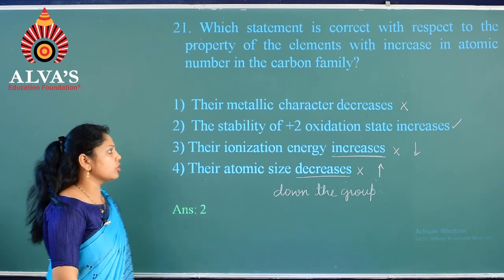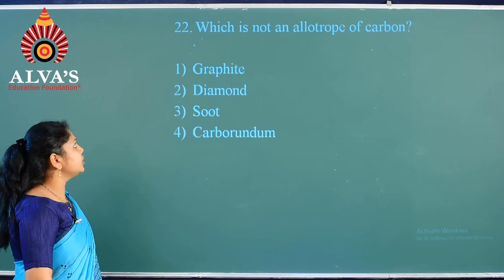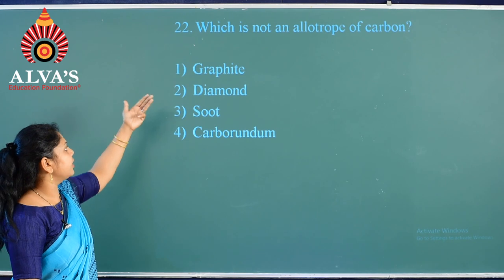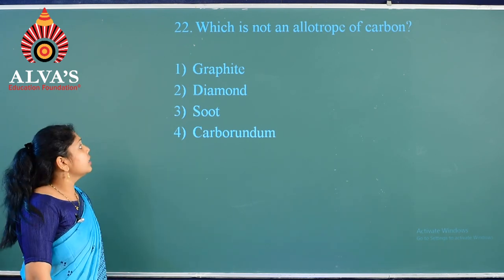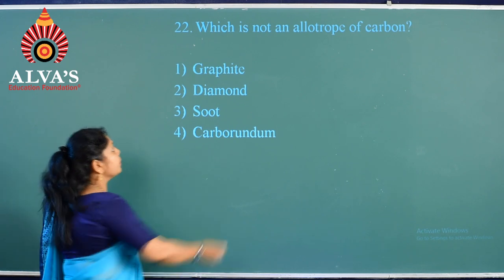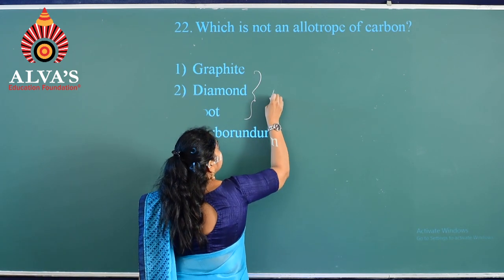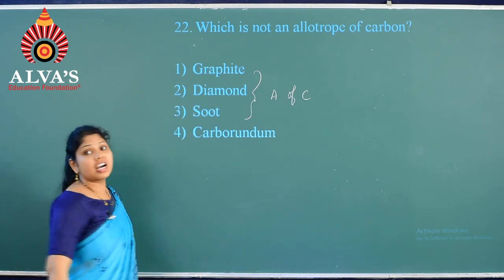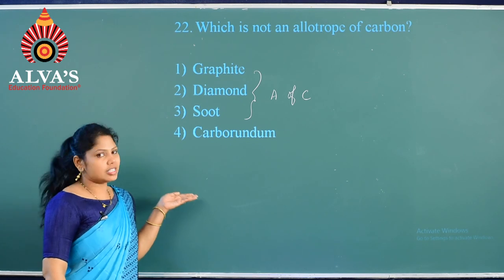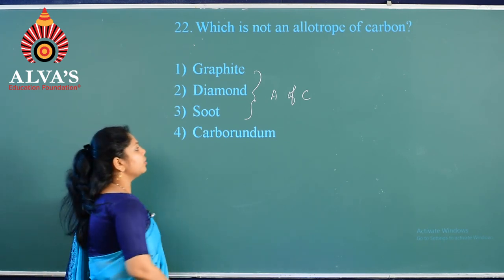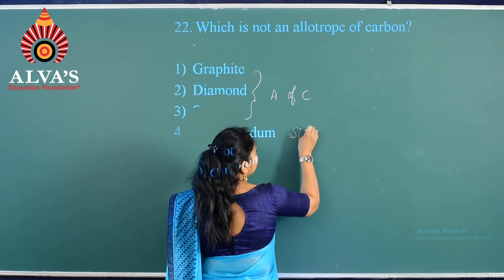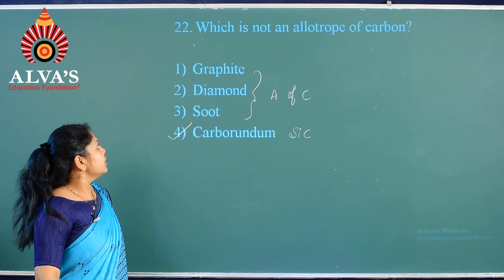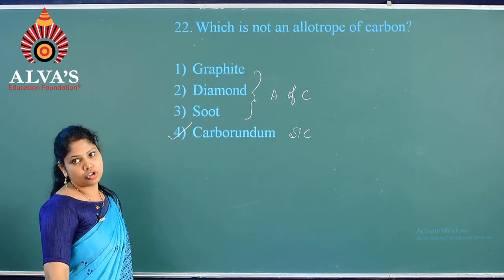Question number 22. Which is not an allotrope of carbon? If you observe, the options are graphite, diamond, soot and carborundum. Graphite, diamond and soot are allotropic forms of carbon. The fourth option, carborundum, sounds like a carbon compound, but it is not; it is nothing but silicon carbide. Hence, the allotropes of carbon are graphite, diamond and soot, but not carborundum.